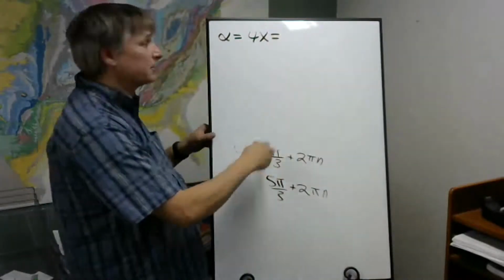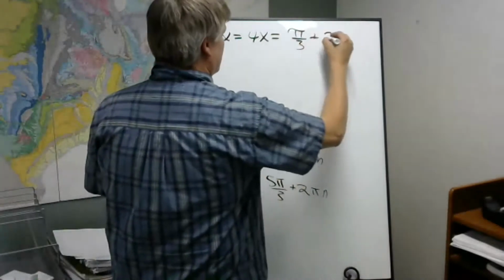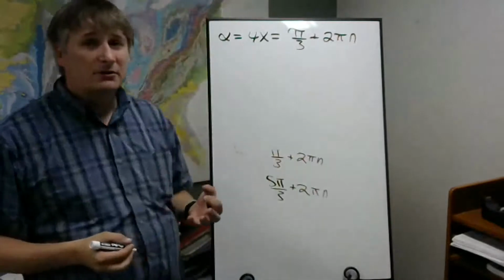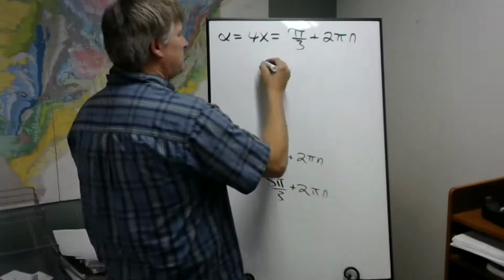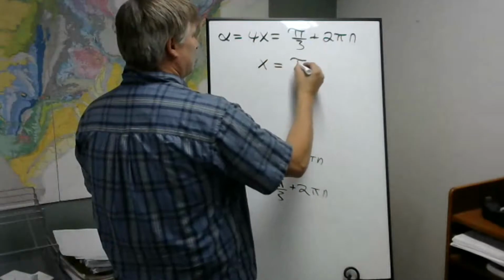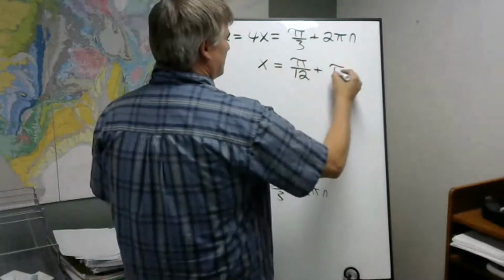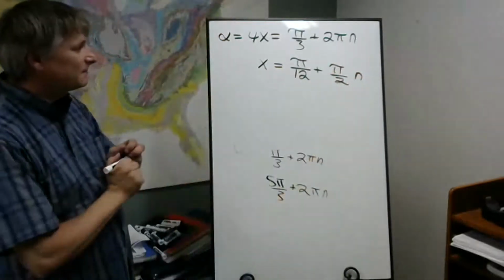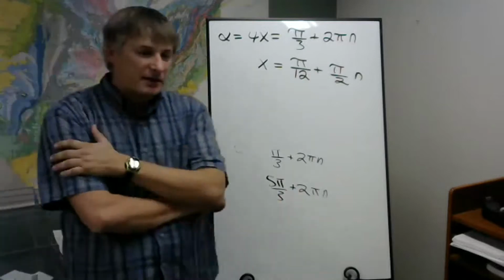let's work with this first solution. We need to solve for x. So we're going to divide everything by 4. And if we do that, we'll get x is pi over 12 plus pi over 2 times n. So now we finally solve for x.